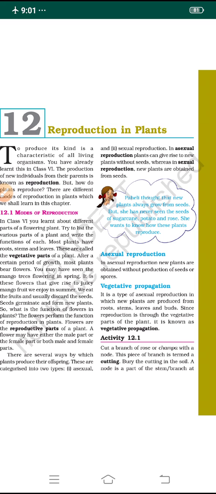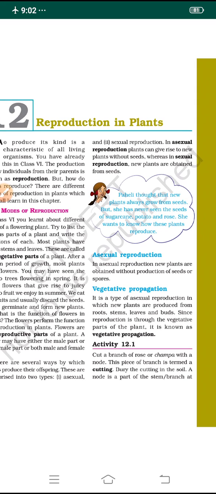Sexual reproduction involves the production of new plants with the help of seeds. From the seeds, new plants are produced. That is sexual reproduction. Whereas the reproduction which takes place without seeds, where new plants are obtained without seeds, is known as asexual reproduction. So far we have discussed this. Let me continue with the next part today.